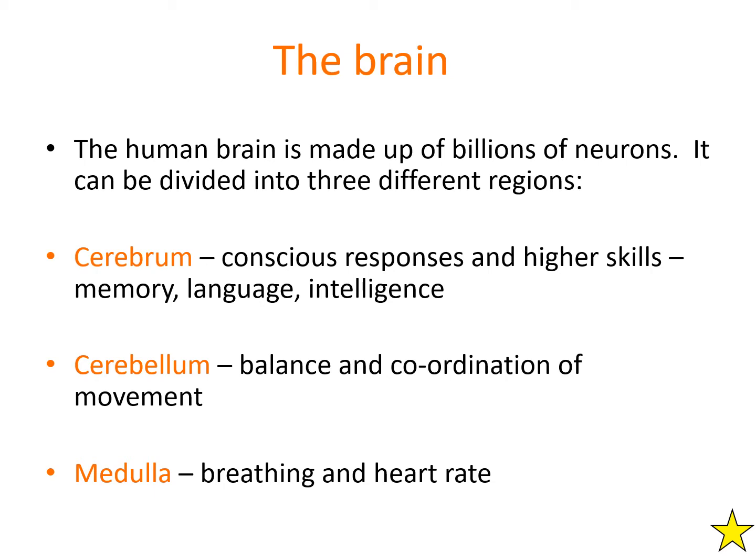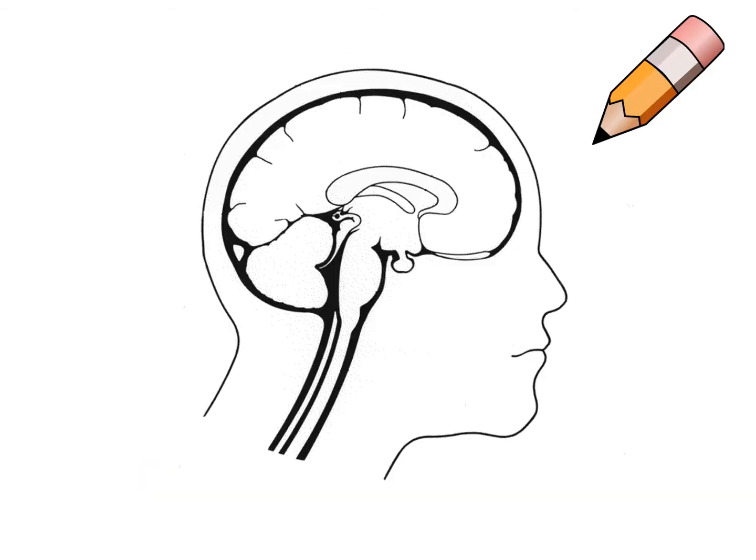It controls balance and coordination of movement. And the last part of the brain that we need to know is the medulla, which controls breathing rate and heart rate, so all of your unconscious processes. So we now need to be able to label the different parts of the brain.